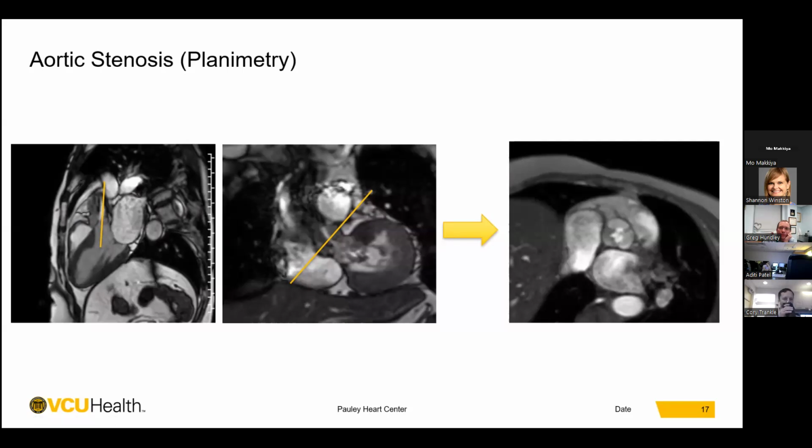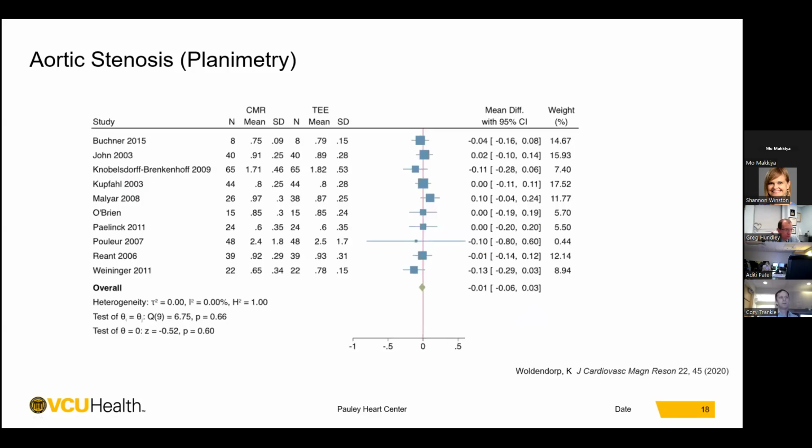And I use that to place my image slice just right at the tips of the valve, where it's mostly open. You need to be at the tip of the valve, so you avoid overestimating your valve area. And then that will generate this short axis view that we later measure for your area by planimetry. And also, I would advise obtaining a couple of cine slices above and below the tip and using that for measurements.